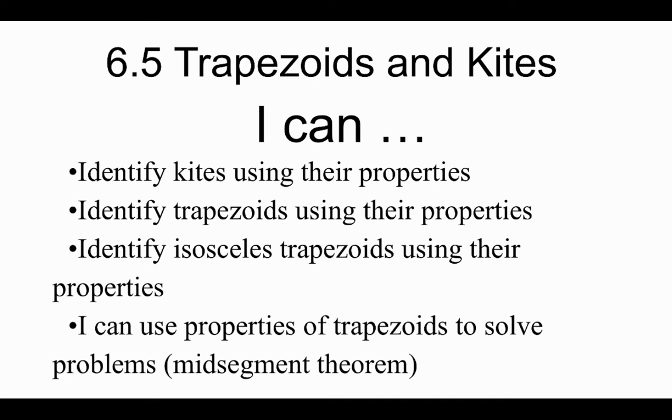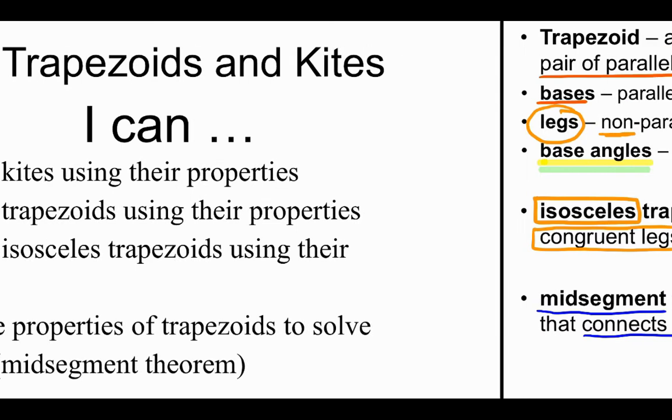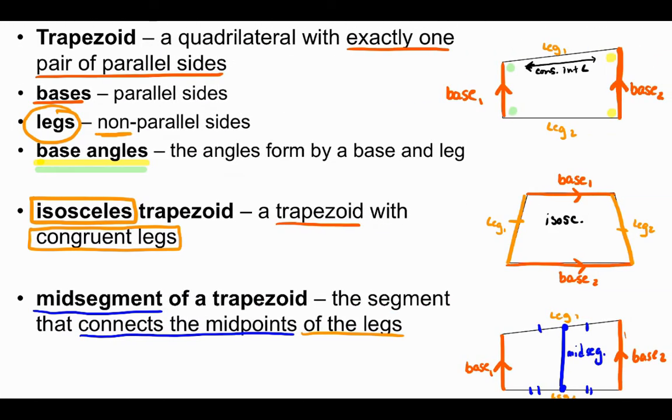This is section 6.5, trapezoids and kites. So our definition of a trapezoid is that it has exactly one pair of opposite sides parallel. So there's only one set of parallels in every trapezoid.